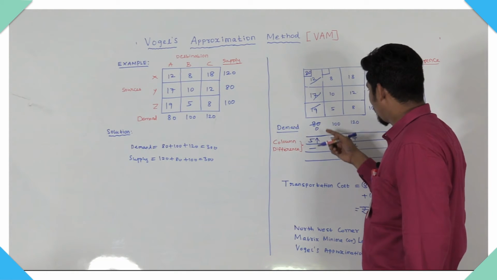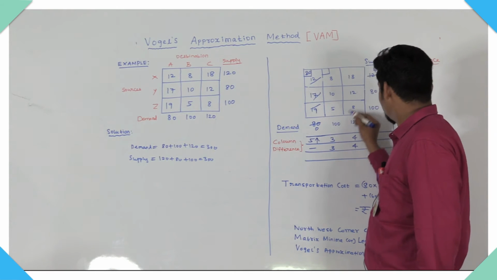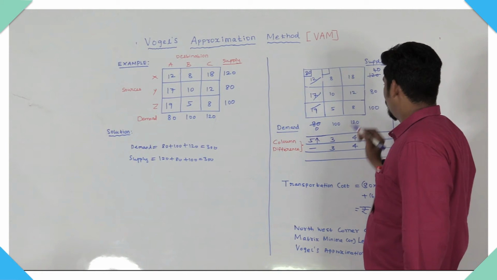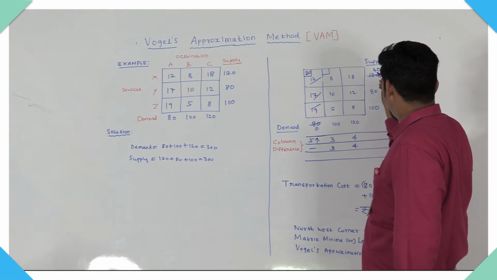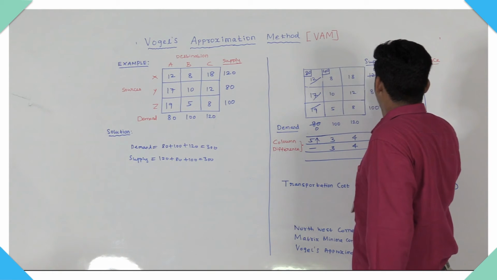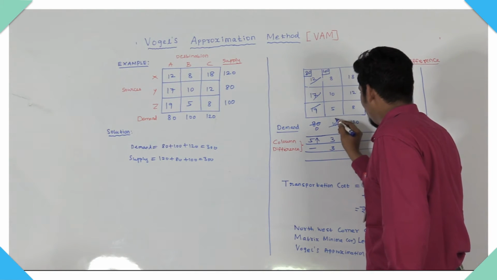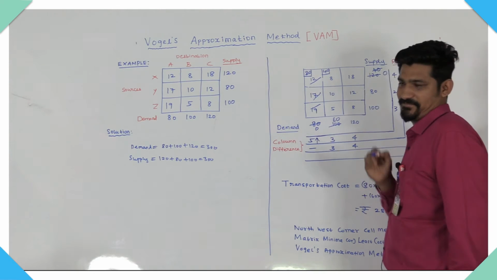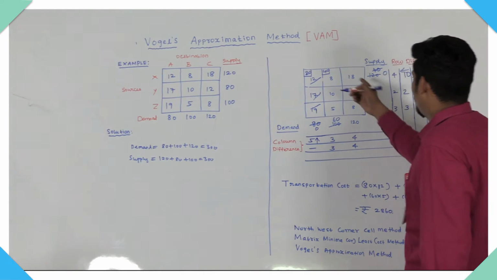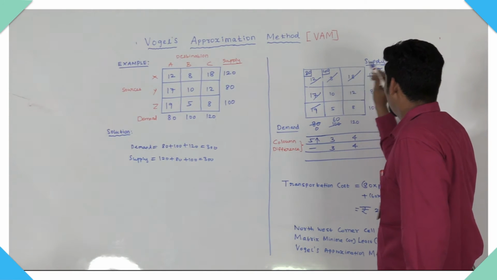Now we need to compare demand and supply. Demand is 100, supply is 40. Which one is the least value? 40 is the least value. Just allocate here. And subtract here, you will get 0, and subtract here, you will get 60. This row is 0, no, so cancel the entire row.